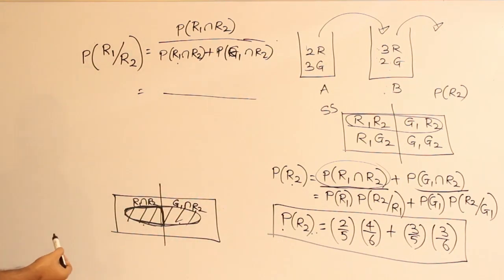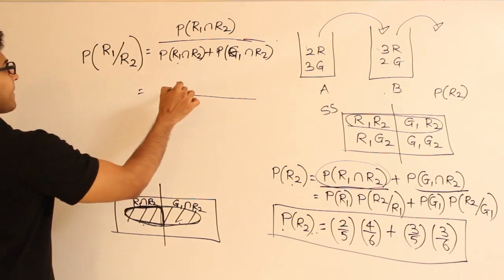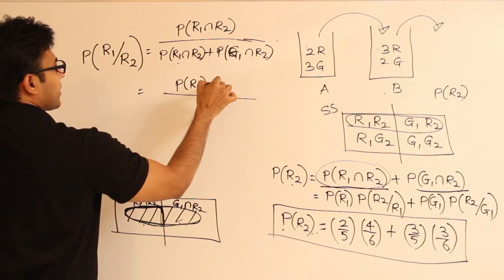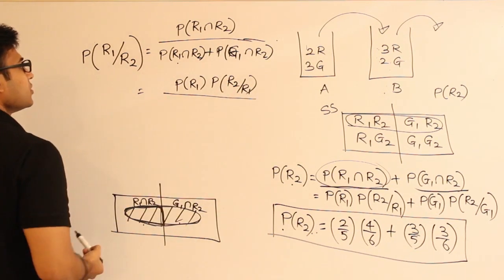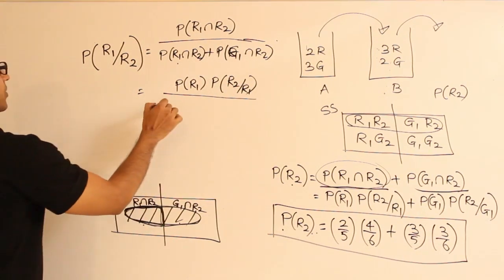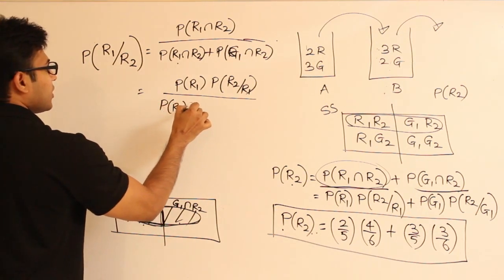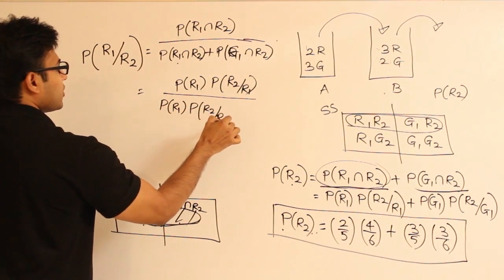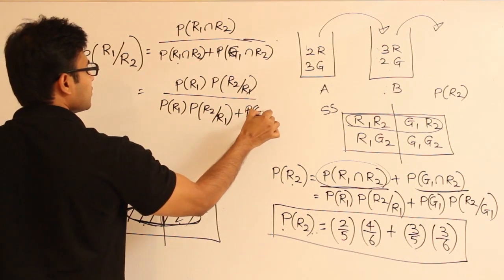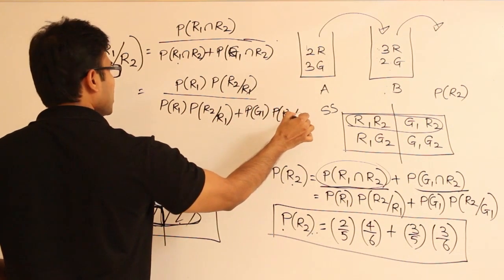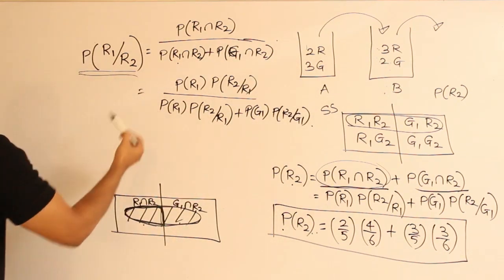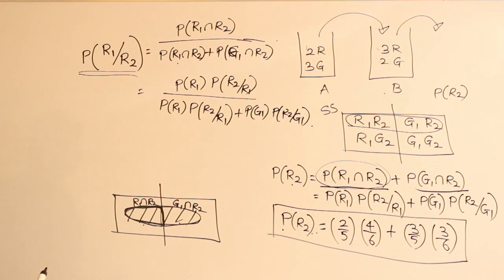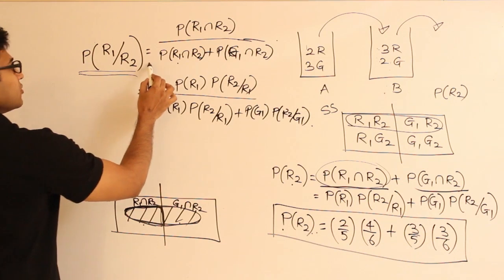So that is nothing but the conditional probability. You can apply it. So what is it? Probability of R1 into probability of R2 given R1. These numbers we already know, isn't it? Divided by probability of R1 into probability of R2 given R1, plus probability of G1 into probability of R2 given G1. You can substitute these numbers there and you can get this reverse probability. Again, it is an application of Bayes theorem. Got it?